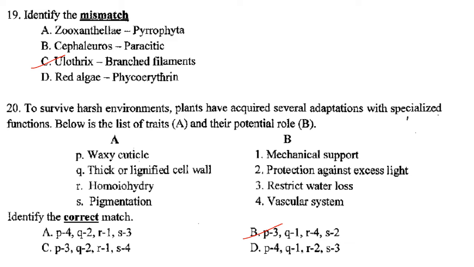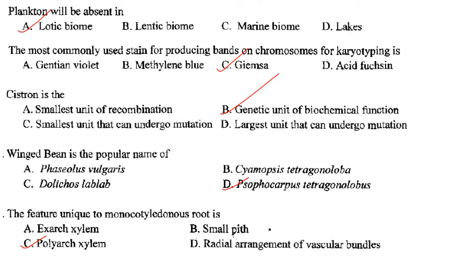Homeohydry, so that is vascular system, and pigmentation, protection against excess light. So option B is correct. P3, Q1, R4, S2. Then plankton will be absent in. So plankton will be absent in case of lentic biome, lotic biome, marine biome and lakes. Plankton will be absent in lotic biome.